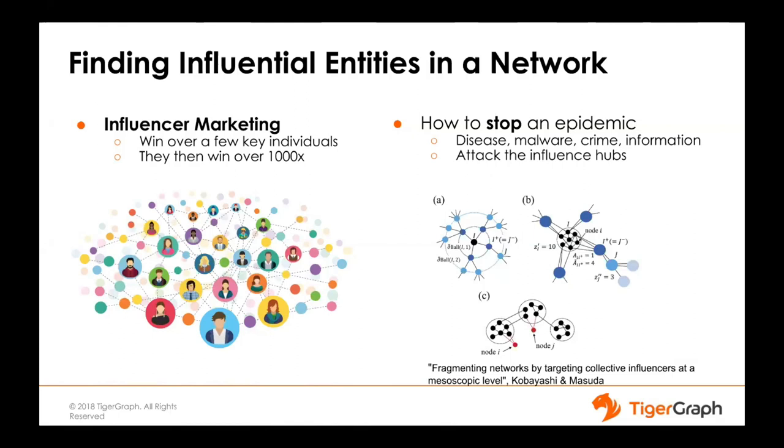Another reason is thinking about it from the opposite side. If you're trying to stop influence, how do epidemics work? Epidemics work because they start in a few locations, and because of the nature of the interactions, it spreads very quickly. Say you want to stop that. Say it's a disease, or it's malware, it's crime, it's information that you want to stop from being disseminated. The idea there is then to block or attack those influence hubs, and there's been research in that. So you could look at it from either side. You want to make use of the influence, or you actually want to inhibit the influence. But in either case, you have to find those entities in the first place.